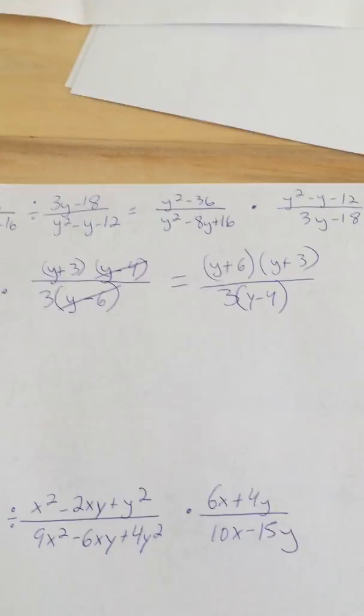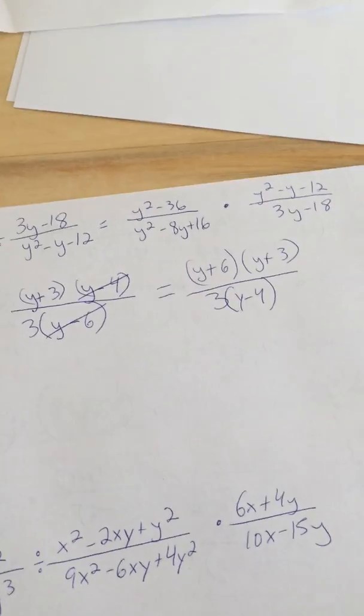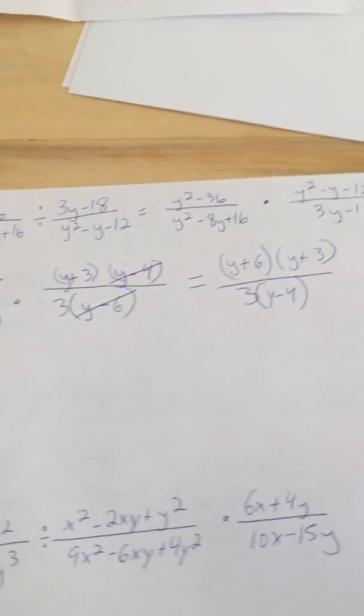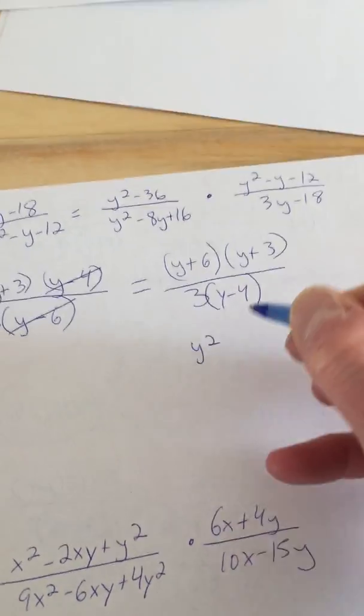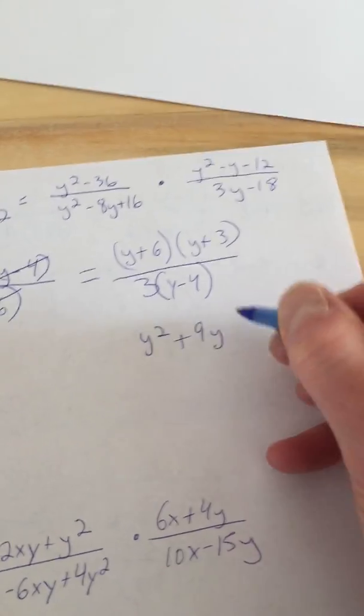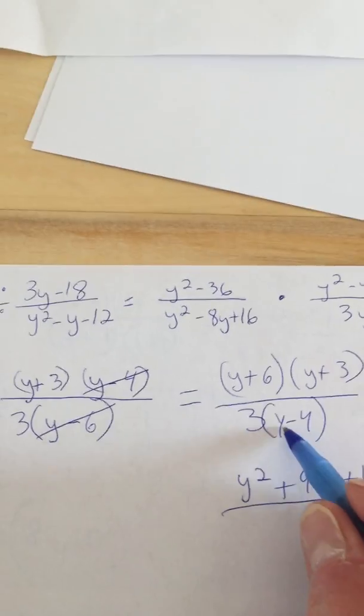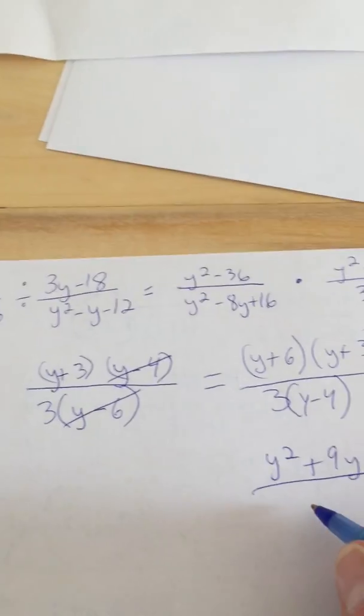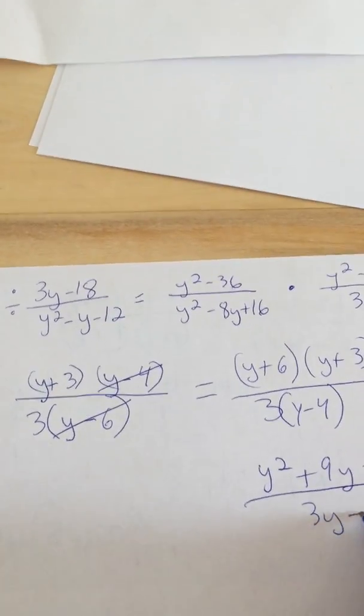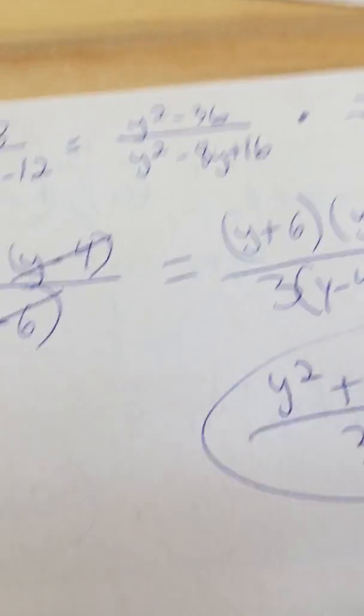And I think I could leave it like that, or I could FOIL it out. And if I FOIL it out, it's going to give me y squared plus 9y plus 18 over, you can see the 3 times the y and the 3 times the 4. So 3y minus 12. So that would be the answer for that one.